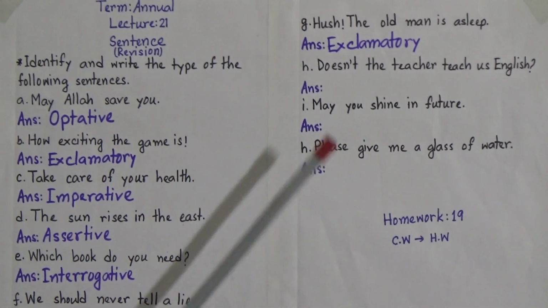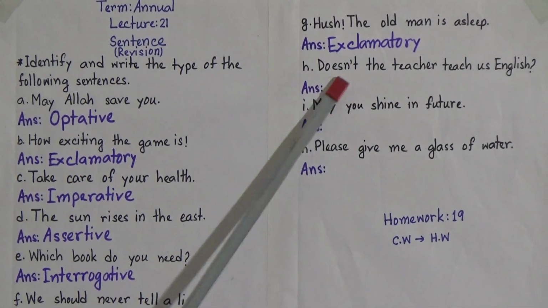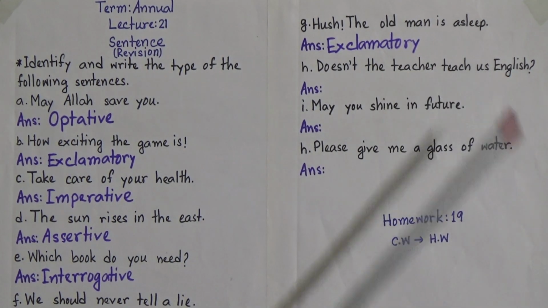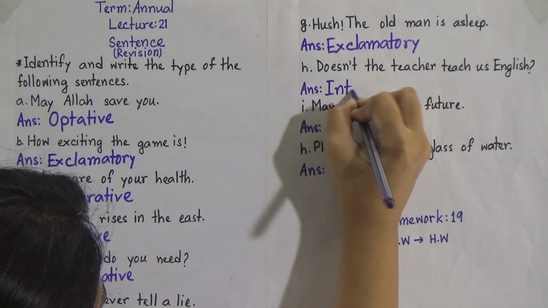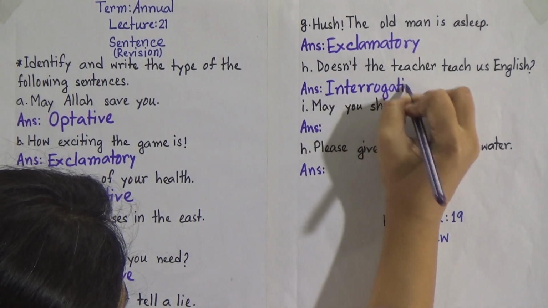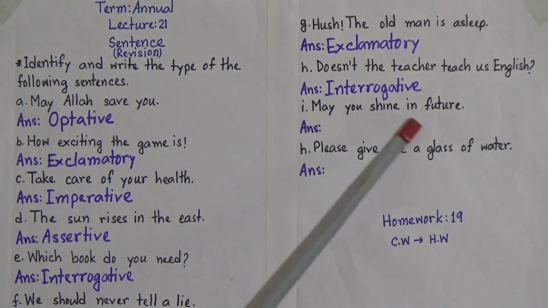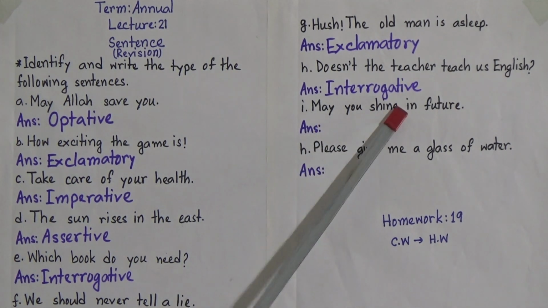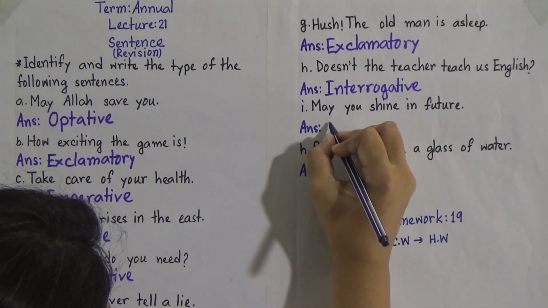Now we will go to number H. Doesn't the teacher teach us English? We are asking a question, and at the end of the sentence there is a question mark. So it is an interrogative sentence. Now number I. May you shine in future. Now look, there is a wish for someone. So it is an optative sentence.